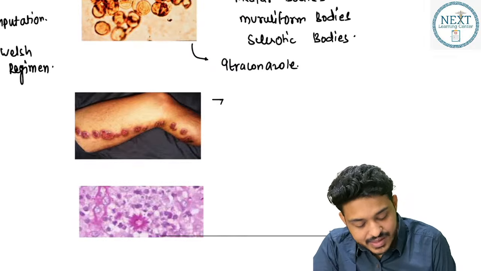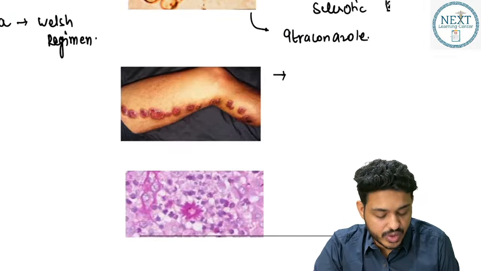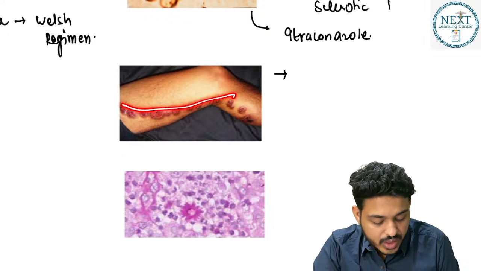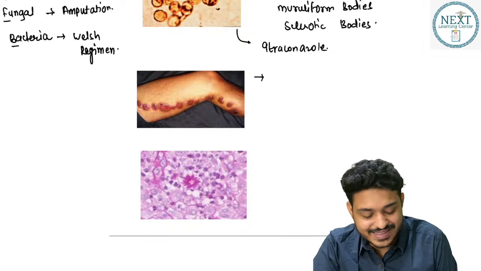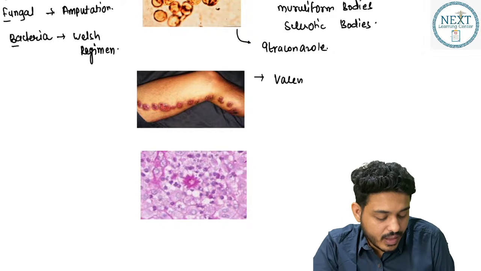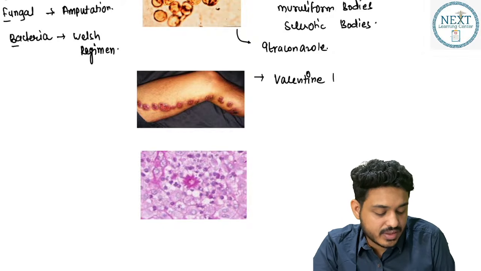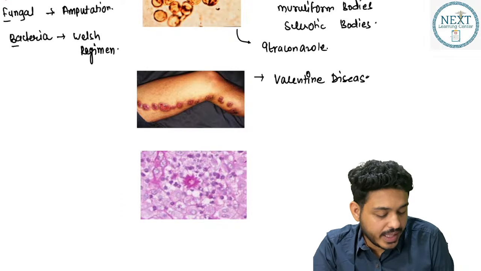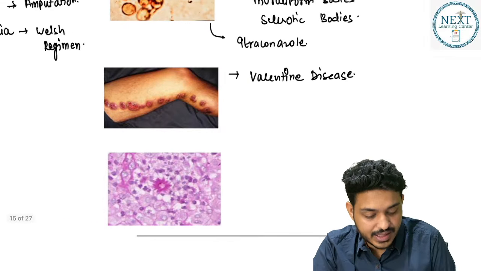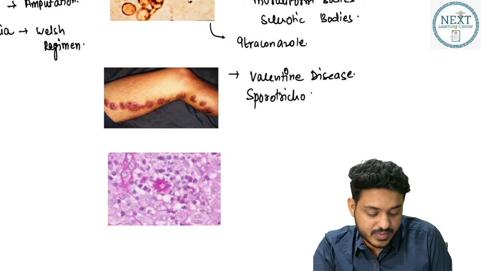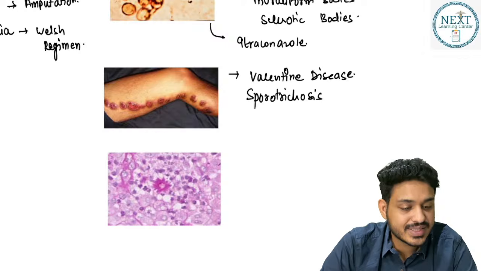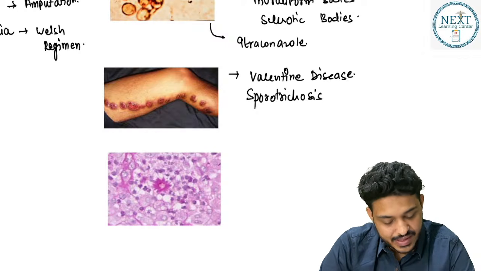Next one, we have this lymphocutaneous disease, which involves the lymph node route as well as the cutaneous infection. That is why it is a lymphocutaneous disease. This is also known as Valentine disease. By now, I hope you get the name, right? This is going to be sporotrichosis, the disease that we are having.